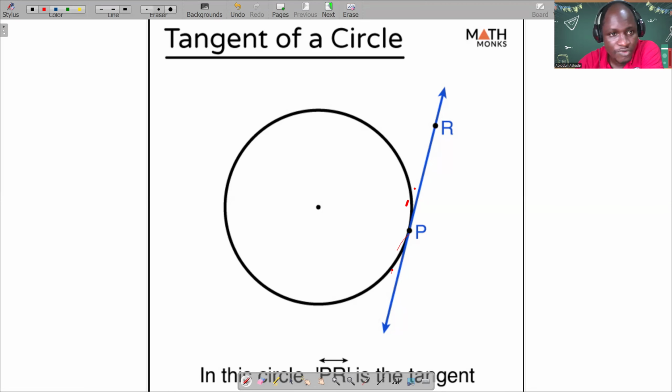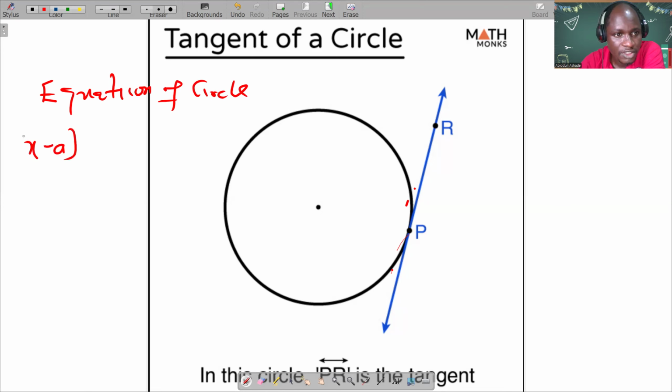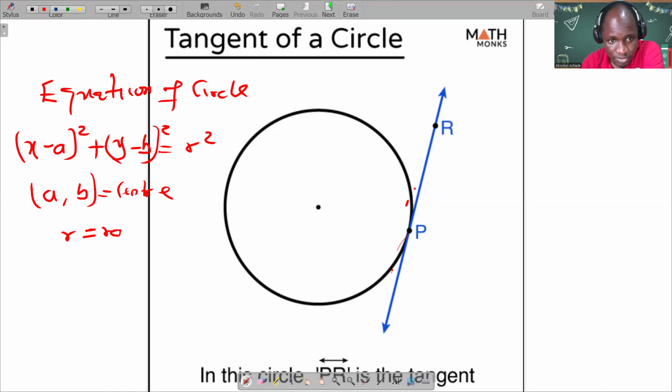Now, don't forget that our equation of circle, we have it as (x minus a) all squared plus (y minus b) all squared equals r squared, where (a, b) is the center of the circle. We should not forget this. And r is the radius of that circle. So a and b is the center of the circle and r is the radius. So if we are given a center (a, b) and we know the radius, we can form the equation of the circle of this form.